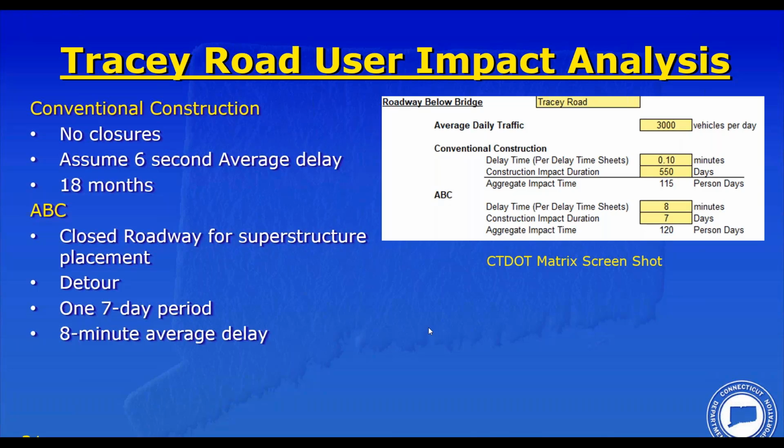So as far as Tracy Road downstairs, the delay, only 3,000 vehicles per day. So delay time is, for conventional construction, we're assuming a 6-second average delay just due to reduced traffic speed through the work zone for 18 months. And then for ABC, 8-minute detour for 7 days, based on the calcs we did before.